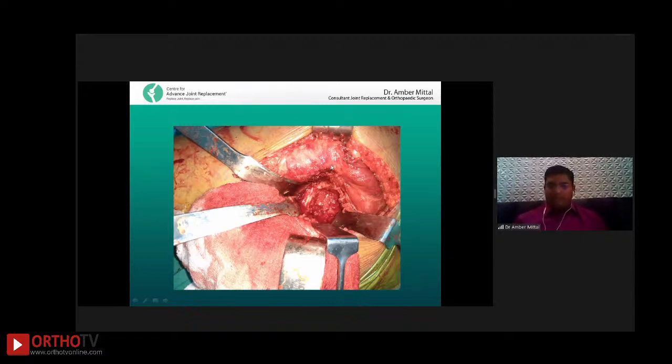All these are retractors. This is the anterior part. This is inferior. This is posterior. This is superior. So all the things are by retractor. We do not want to damage the sciatic nerve in this sort of distorted anatomy. I used whatever bone graft I had from the head for this.